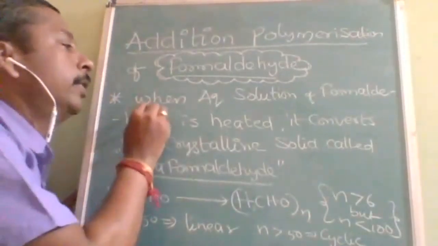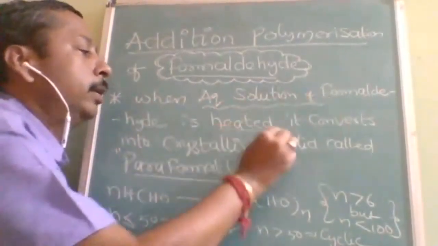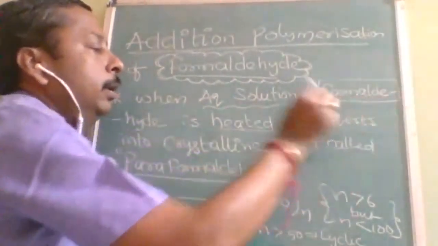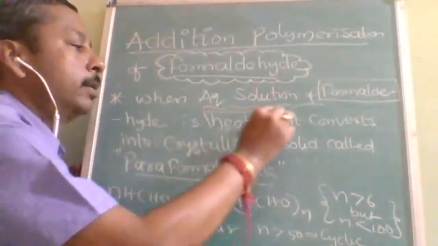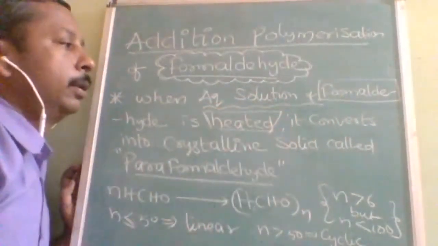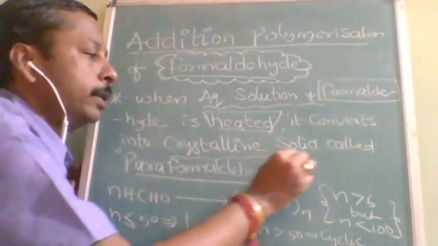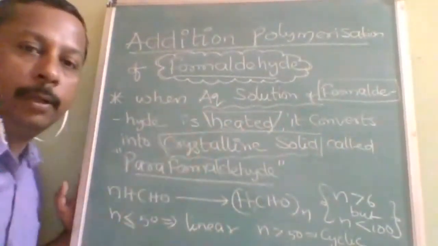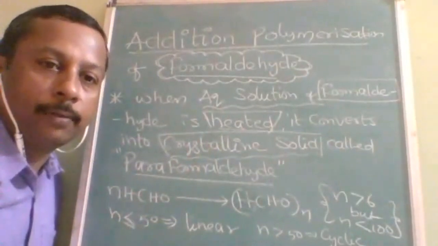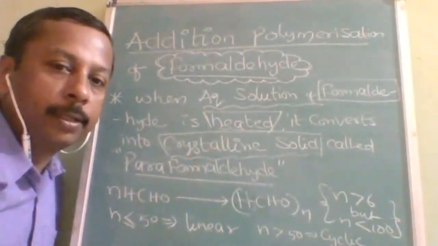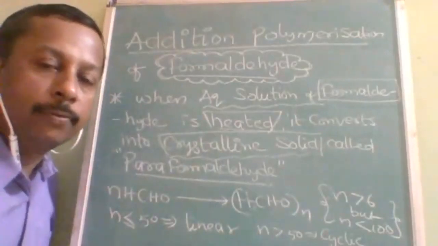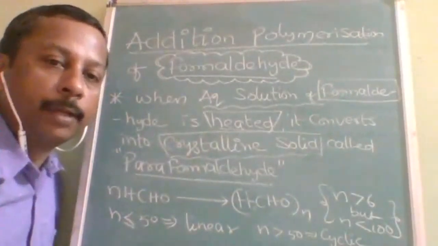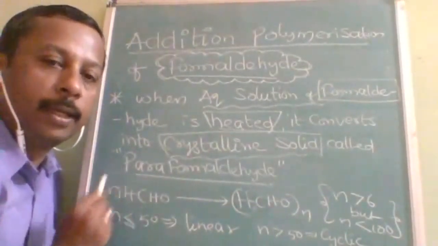Okay. So first, aqueous solution and heated. The first condition is that when an aqueous solution of formaldehyde is just heated, only heating, then it polymerizes to give a crystalline solid. Many molecules of formaldehyde combine with each other to form a crystalline solid. That crystalline solid is called paraformaldehyde. So direct questions will be like this.